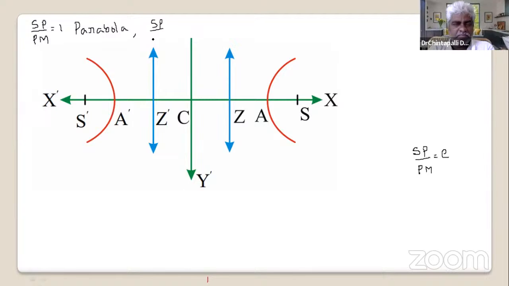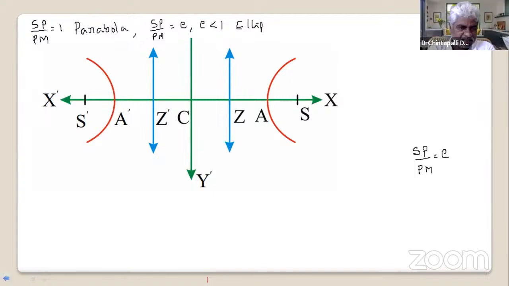Next, SP by PM is equal to E. Here also it is E. We need to write E there. But the value of E is 1 in case of parabola. That's why we wrote 1. SP by PM is equal to E. E less than 1. Do you remember what happens when E is less than 1? It is an ellipse.